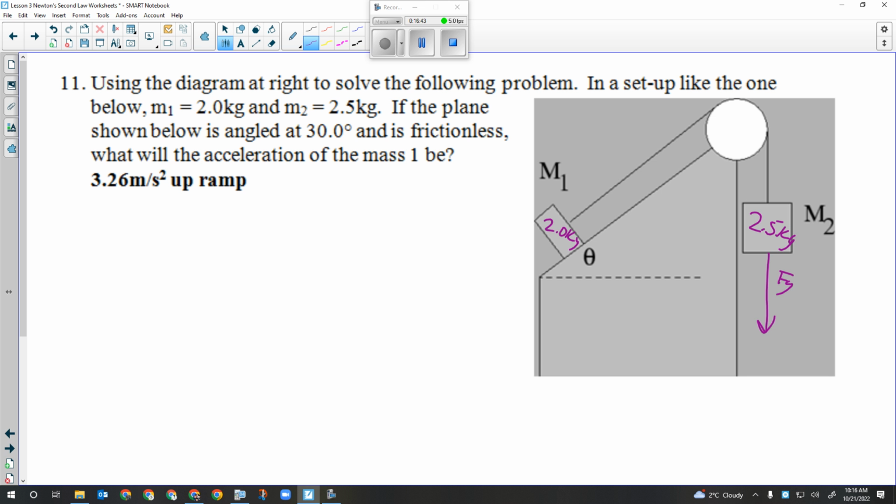What's always pulling down the ramp? F parallel. Okay? When we're coming right down to it, this question comes down to 4.5 kilograms being accelerated by the net force between gravity and F parallel, because it tells us that the plane is frictionless. Those are the only two forces that contribute to the movement of the 4.5 kilograms of mass in this system.